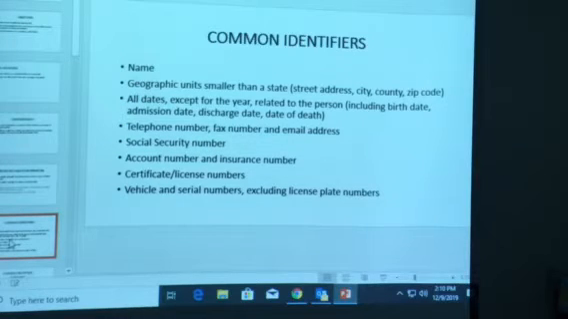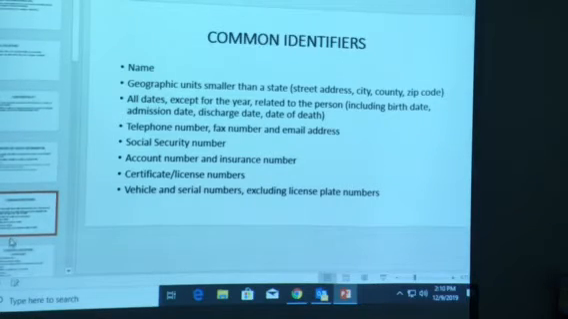Common identifiers: name, geographic units smaller than a state, such as a street address, city, county, zip code, all dates except for the year related to the person, including birth date, admission date, discharge date, date of death. Telephone numbers, fax numbers, and email addresses. Social security number, account numbers and insurance numbers, certificate and license numbers, vehicle and serial numbers, excluding license plate numbers.